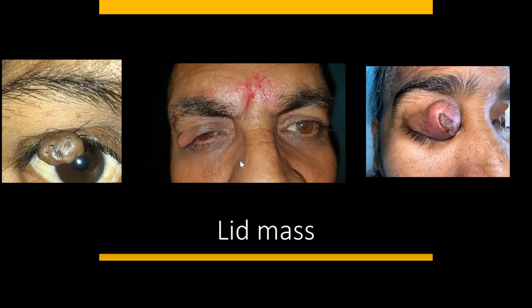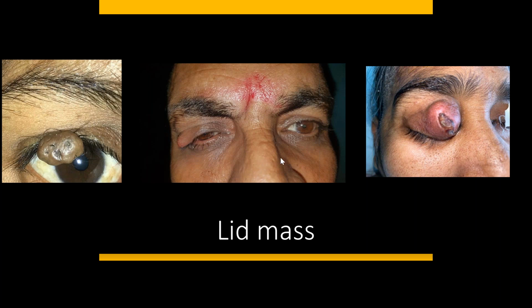Then you have to look for lid masses. Now this is a very important part. A mass that presents on the lid can be anything from a benign lesion to a malignant lesion. Just by inspecting, you will not be able to tell, because a lot of malignancies might look to you like a very benign thing. For that matter, in the picture in the center, you might mistake it for a chalazion and not pay attention, and just post the patient for incision and curettage.